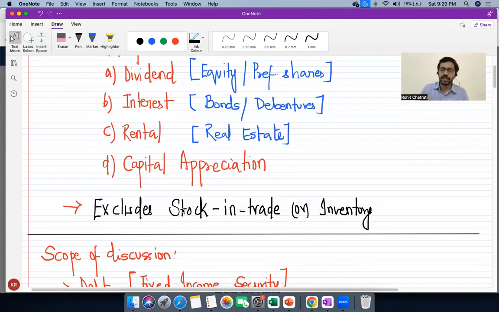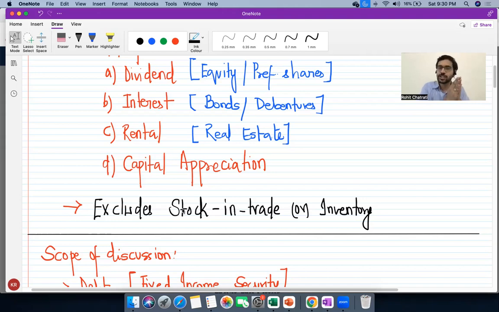Further, Accounting Standard 13 goes on to clarify that anything that is held as part of stock in trade or inventory is not going to be covered by AS 13, because you have a separate accounting standard, AS 2, covering it. So if an entity is holding equity shares, not as an investment, but because the entity's business is to trade in stocks, then that is going to be treated as inventory.